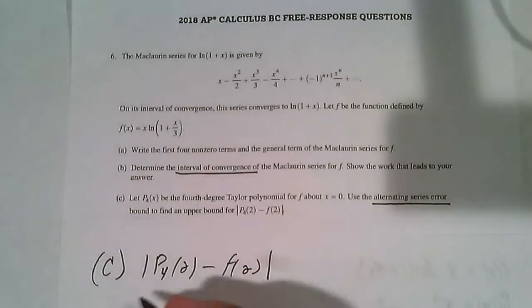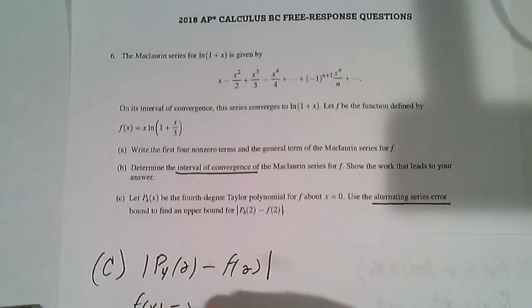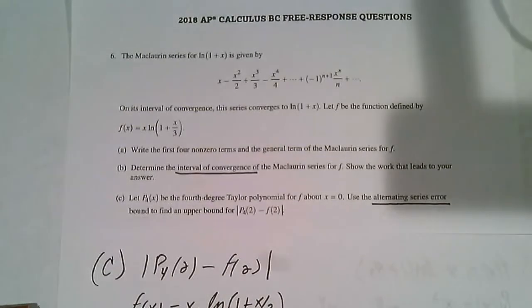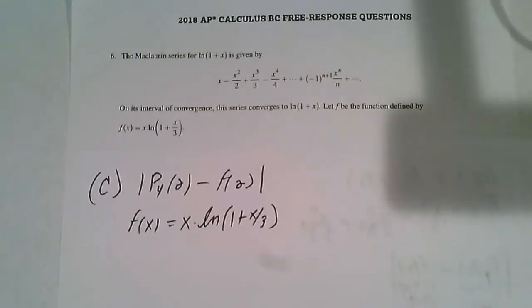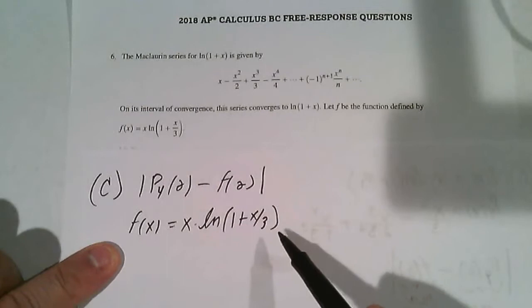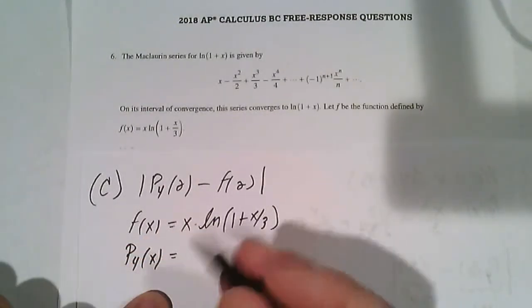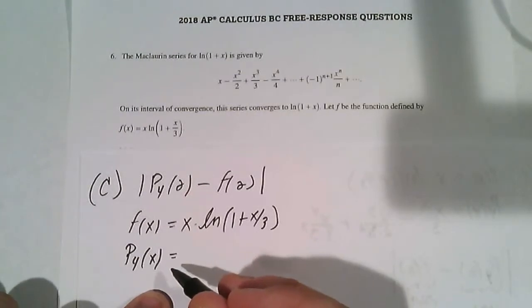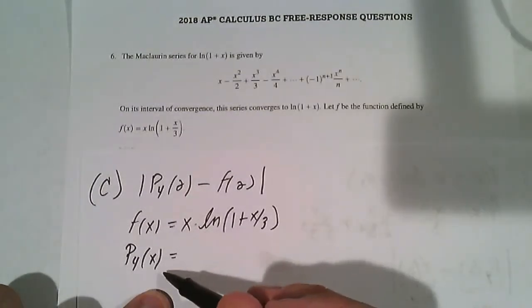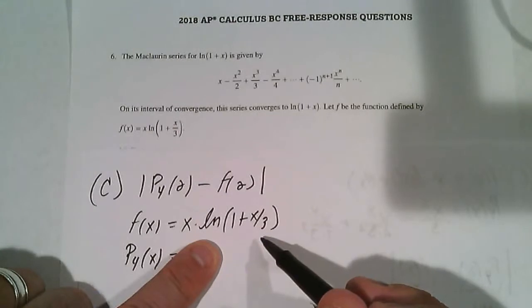f of x is the function x times the natural log of 1 plus x over 3. That was the original function that we were given. P sub 4 of x is the degree 4 Taylor or Maclaurin polynomial that approximates this function.